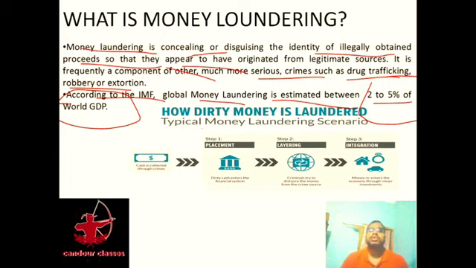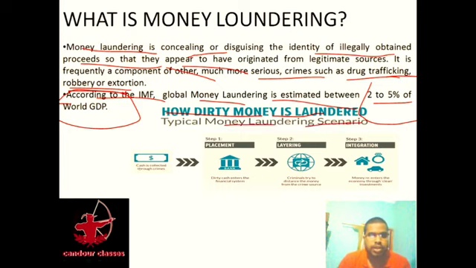Money laundering is done by those persons who are earning money through illegal sources, such as serious crimes, drug trafficking, robbery, extortion, etc. So what is laundering? Laundering means washing something. There was black money, and they convert the black money into white money, and that is why it is known as money laundering. In this figure you can see how dirty money is laundered, a typical money laundering scenario.